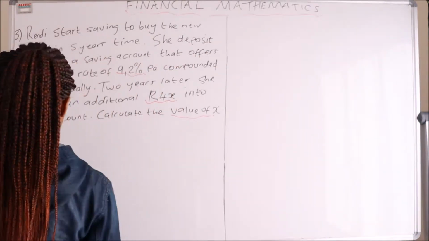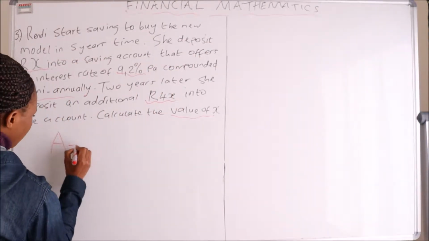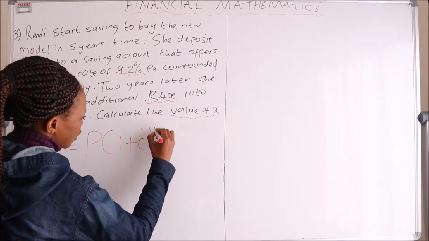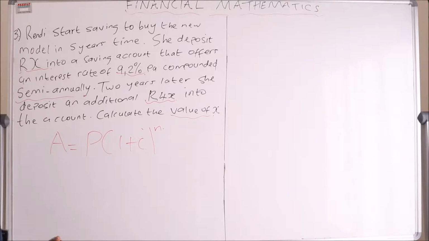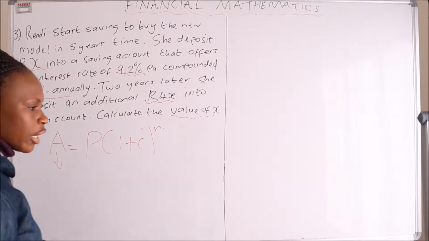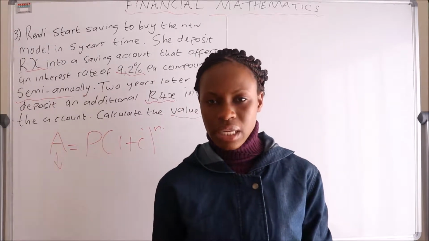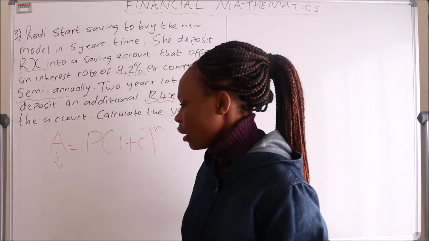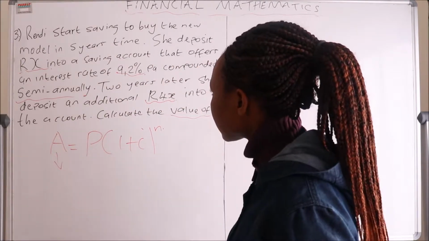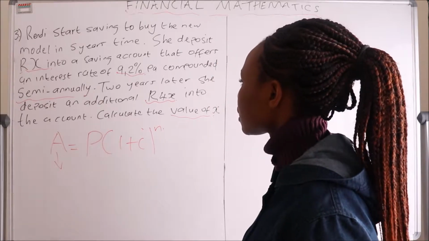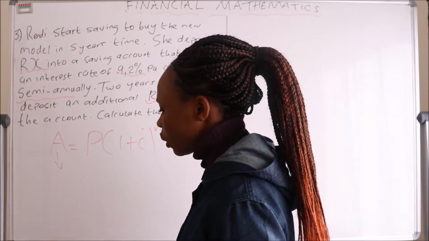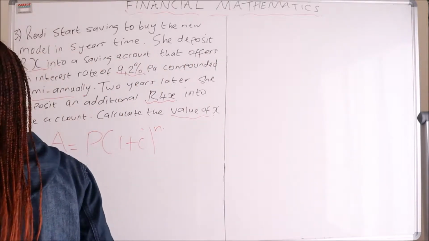So we know in this question that the equation that we'll be using is A equals P(1 plus i) to the exponent of n. And in this case, we know that our final amount should be 280,000, so that Randy will be able to buy a new car in 5 years. Alright, and then our i in this case is 9.2%, which is in both cases compounded semi-annually. So it will be compounded 2 times in a year.